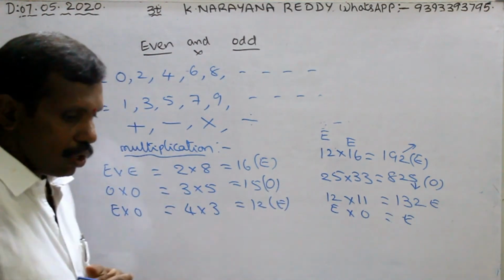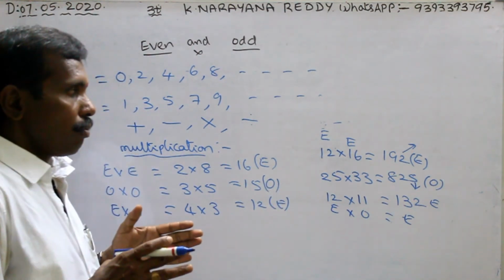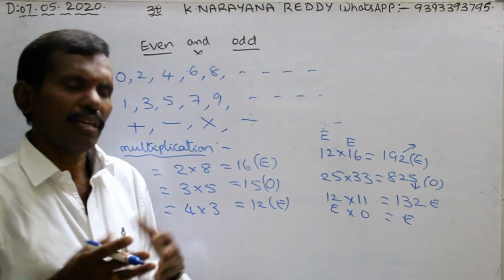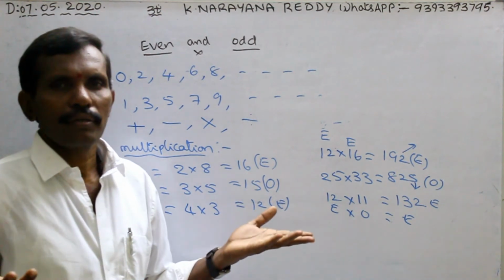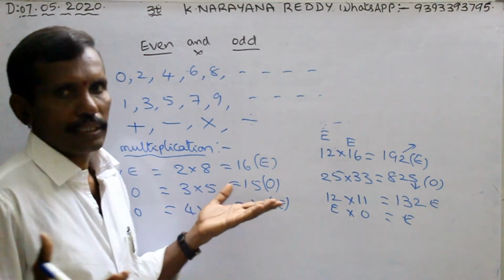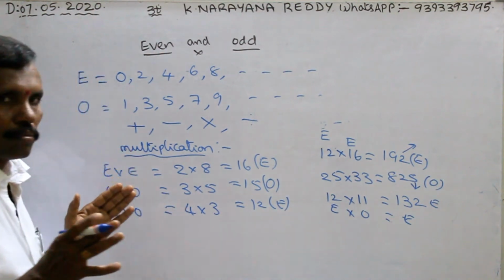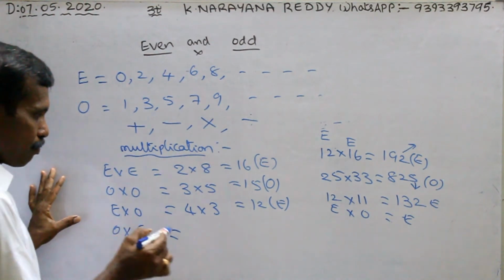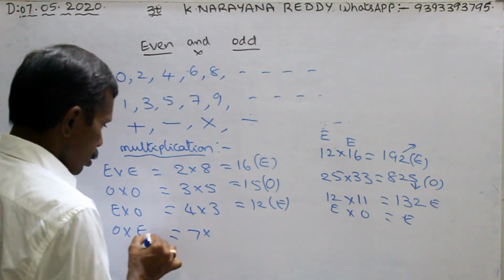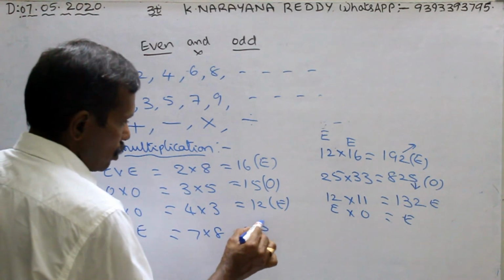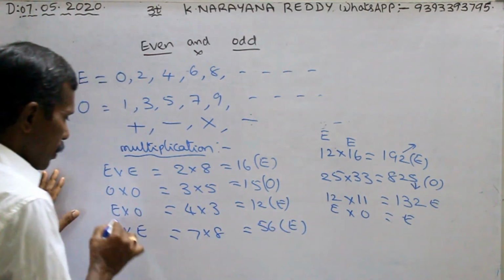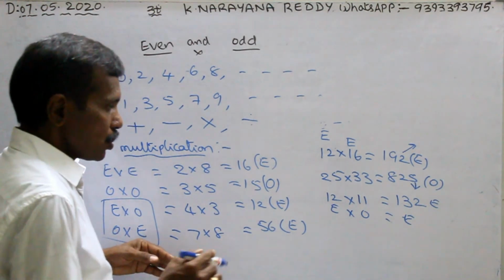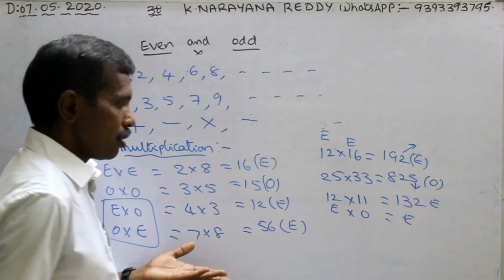So in this way you can follow many tricks. These examples are useful in competitive examinations, like banking, RRB, IPS, IAS, whatever it may be. So guys, follow these steps. Please remember this. Next you can take odd into even, same manner. Suppose 7 into 8 is 56, which is even. Why? Because AB equals BA.